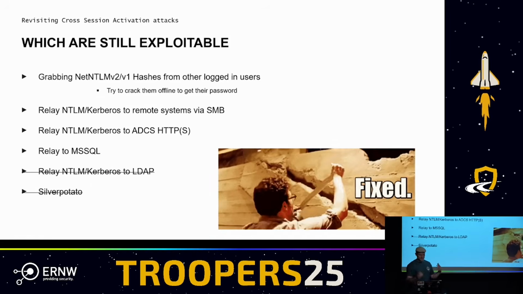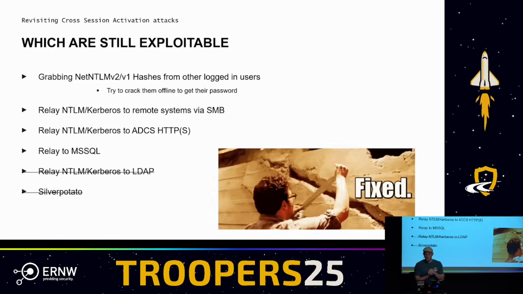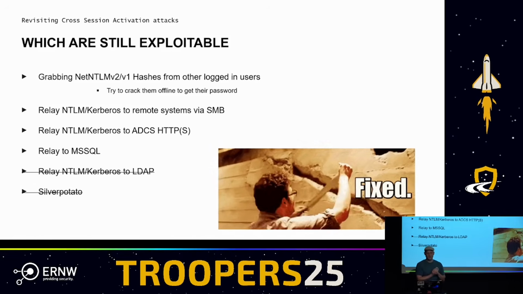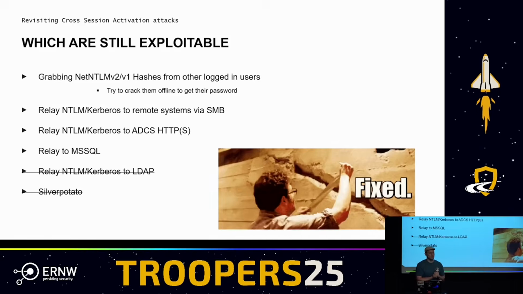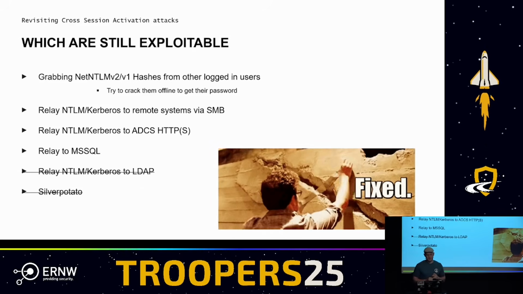And on the other hand side, Silver Potato was also fixed. So if you're a member of one of these two groups, you can still not relay authentication from remotely logged on users anymore. So this is also fixed. What's left is these things which are on the top and which are all local, but not remote.